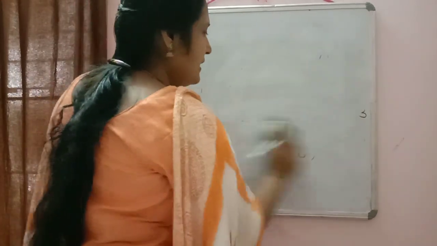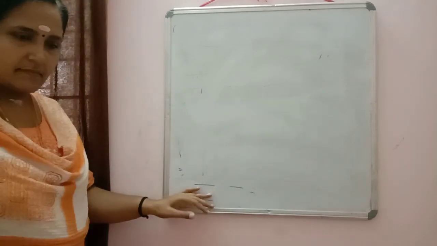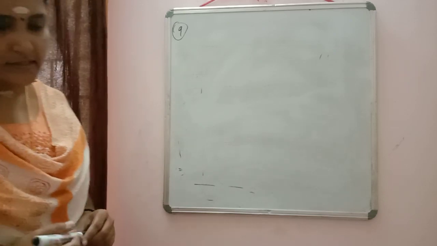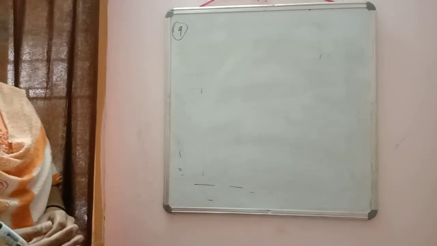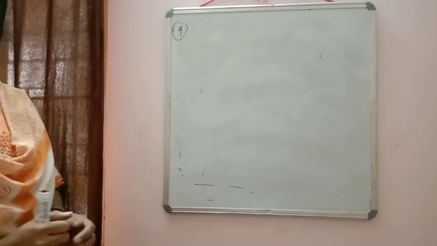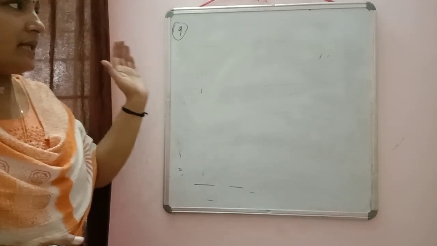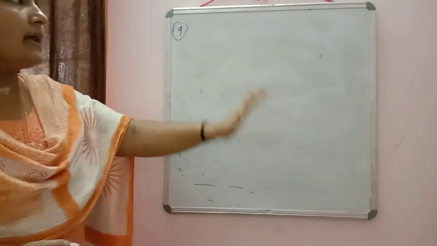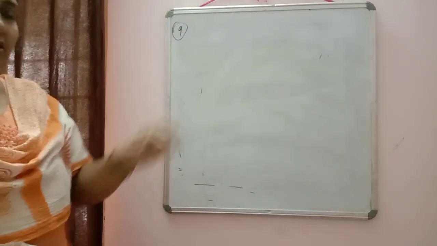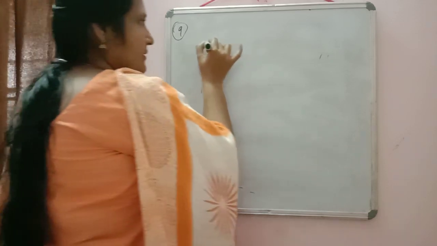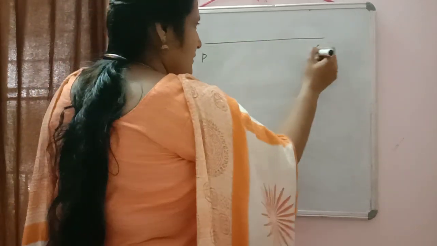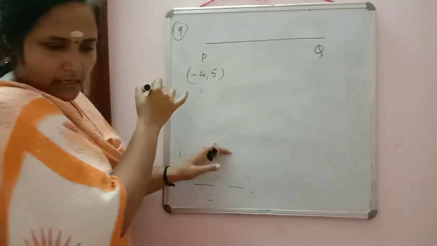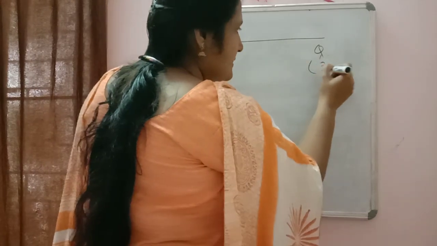Next is question number 9. In question number 9 it was given, in what ratio does the y-axis divide the line segment. In the previous question, the line segment was divided by a point which was on the x-axis. Now the line segment is divided by a point which is on the y-axis. And the points given here are P minus 4 comma 5, Q 3 comma minus 7.